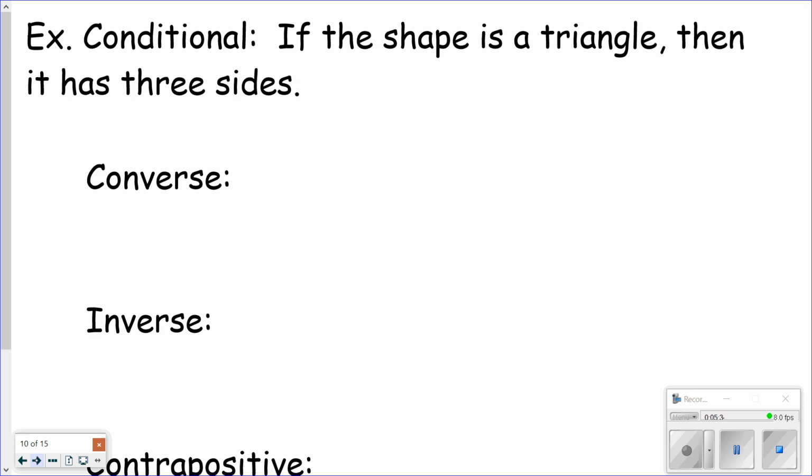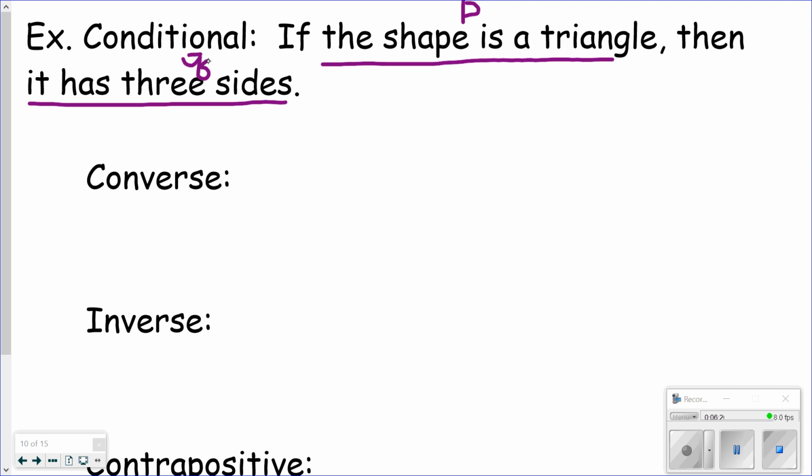All right, so here's our first example. Our conditional statement, our if-then statement, is if the shape is a triangle, then it has 3 sides. What I want to do first is underline my 2 sentences, the P and the Q. So remember, conditional is if P, so I have if the shape is a triangle, so that is going to be P. Then Q, we have then it has 3 sides, so it has 3 sides is going to be our Q.